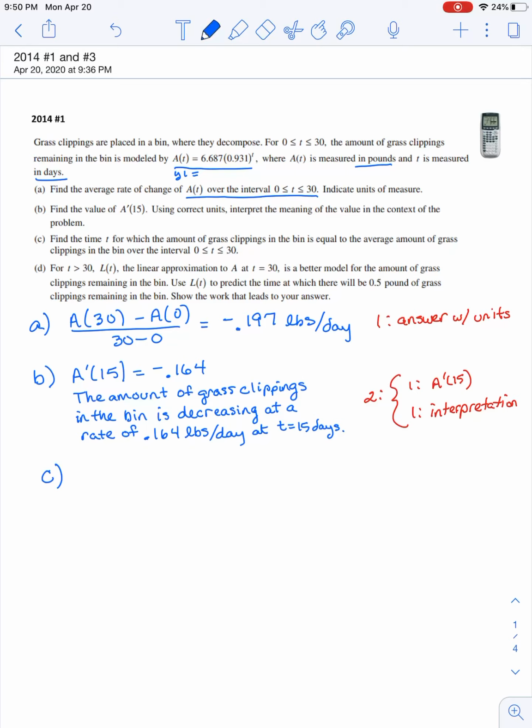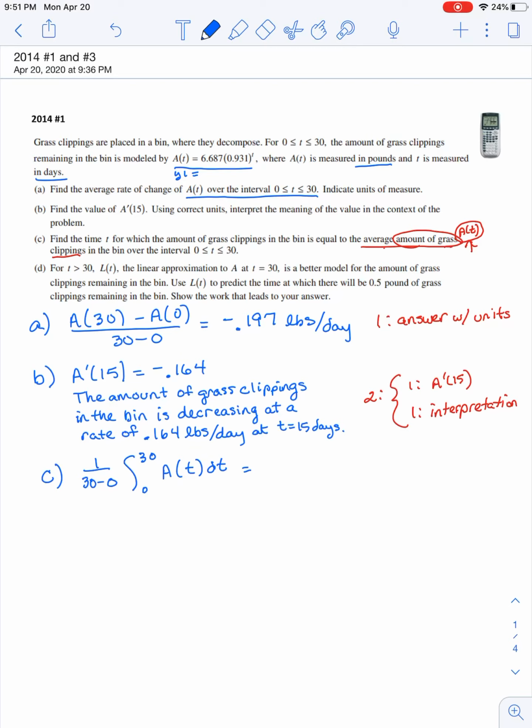Well, you know what the average value of a function is. That's 1 over b minus a, integral from a to b of the function. So over this entire time, that's going to be 1 over 30 minus 0 times the integral from 0 to 30 of A of t dt.